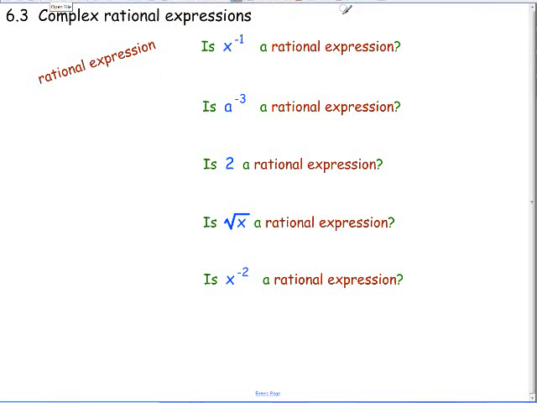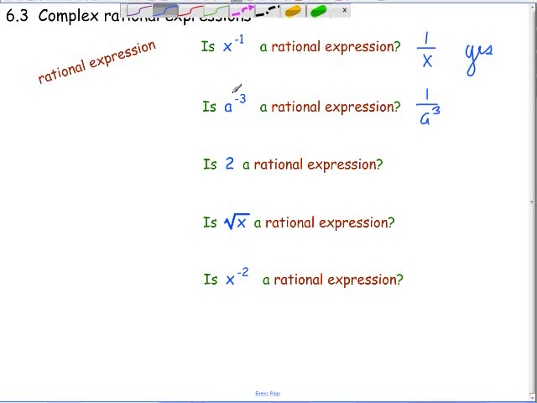Now let's see if we can recognize when we have a rational expression. Is this a rational expression? Well, almost. Yeah. What if we write it as 1/x? Then we certainly recognize that as a rational expression. How about this one? 1/a to the 3rd power.